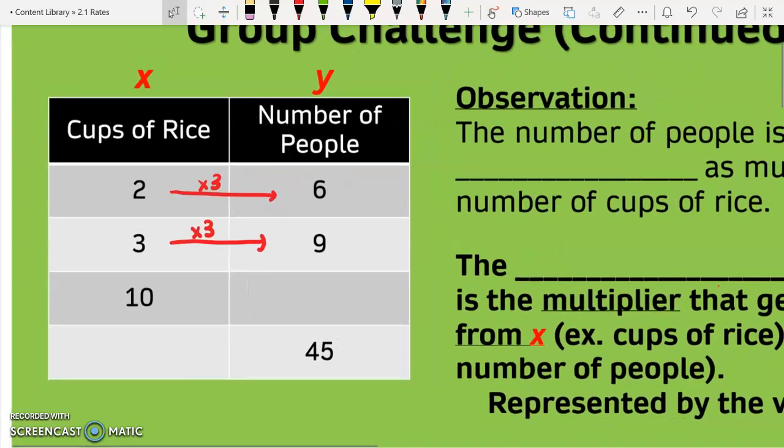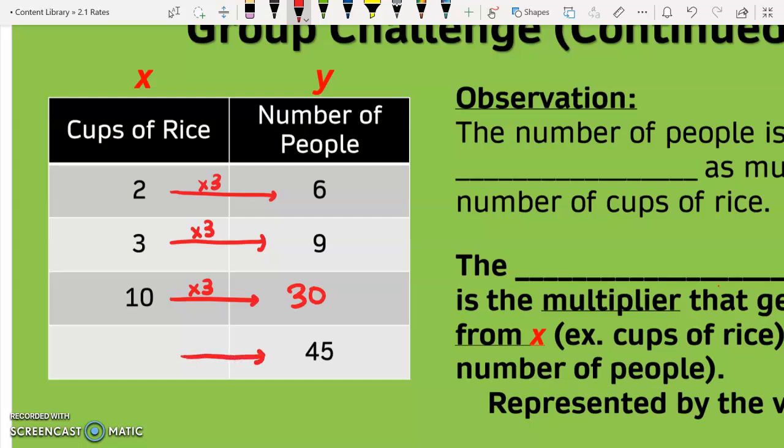So there's this relationship here, right? If we take the x value, so let's look at 10 cups of rice, if we multiply by 3, that gets us the number of people that it'll feed. So 10 cups of rice should feed 30 people. Okay, so maybe that's how you approach this for your warm-up.